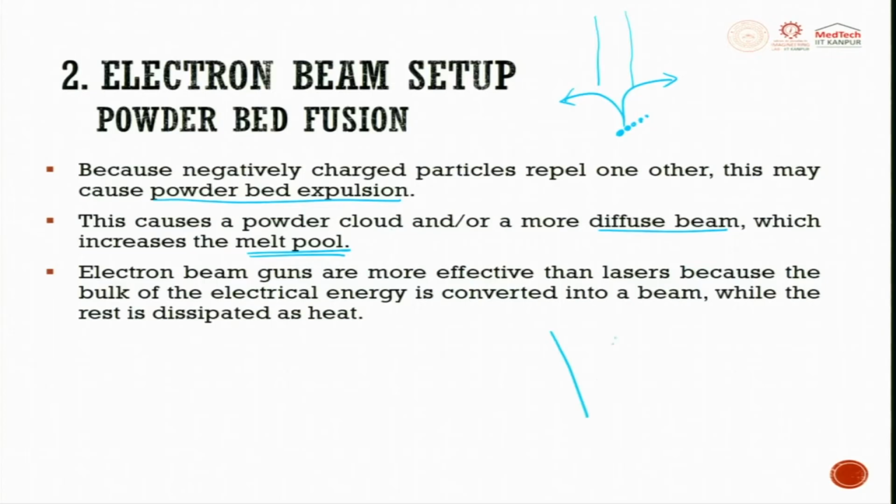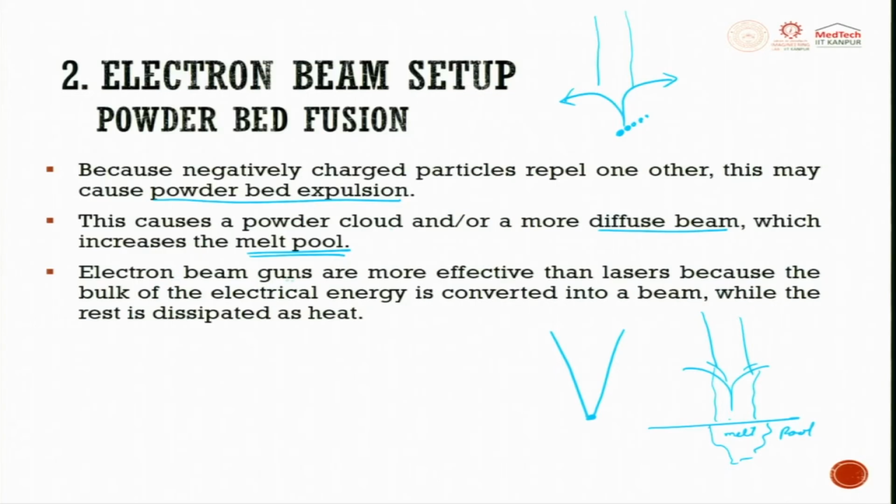Normally, you are focusing here. Now you will have a lot of disturbance coming, and the electrons try to come down. This causes a powder cloud and or a more diffuse beam, which increases the melt pool. This is the melt pool area. This is the melt pool.